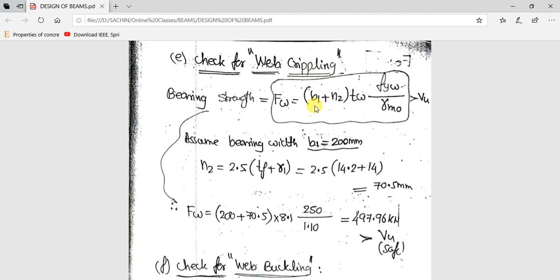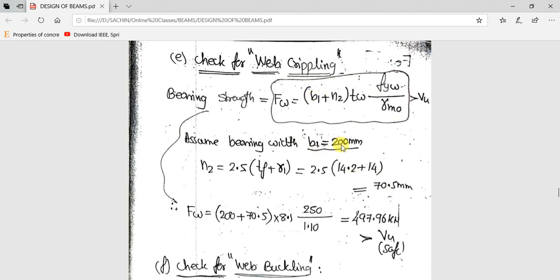I'll assume that it is 200, so B1 will be equal to 200, and N2 you are aware of, with respect to the thicknesses and the line with slope 2.5, so it is given by 2.5 times the thickness of flange plus R1. So 2.5 times the thickness of flange is 14.2, and this root radius you can get from the steel table for ISMB 350, and it is 14 in this case. So N2 is 70.5.